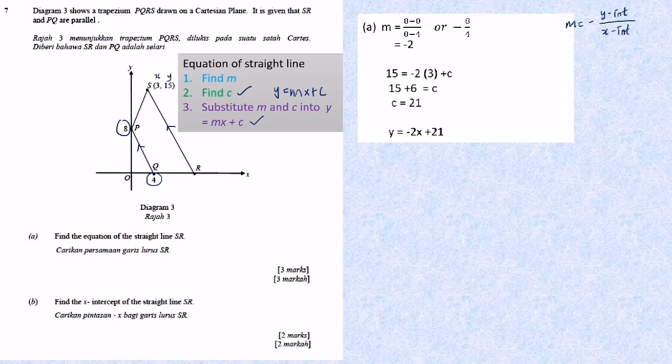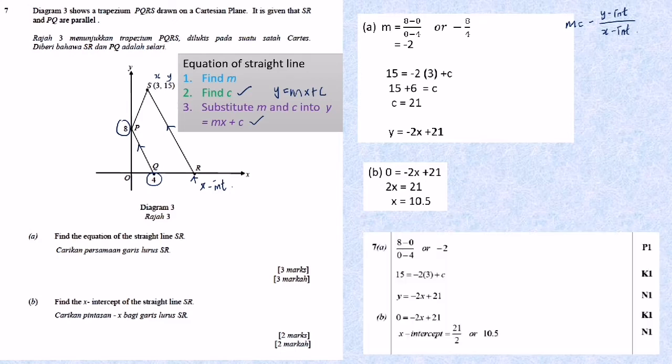B. Find the x-intercept of the straight line SR. So this part is the x-intercept. On the x-axis, y equals 0. So we substitute the value of y equals 0 into the equation of the line SR. So 0 equals negative 2x plus 21. 2x equals 21, x equals 10.5. So the x-intercept of the straight line SR is 10.5.